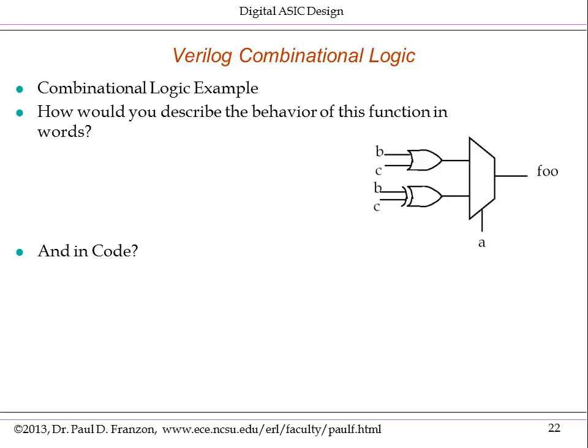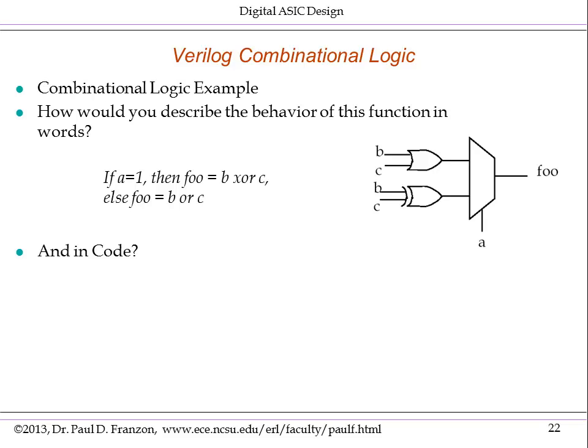Well, a mux screams for an if-else statement, doesn't it? So if A is selecting the top input, else if B is selecting the bottom input, describe what that is. Well, you might best do something like this. If A is 1, then foo equals B XOR C, else foo equals B OR C.